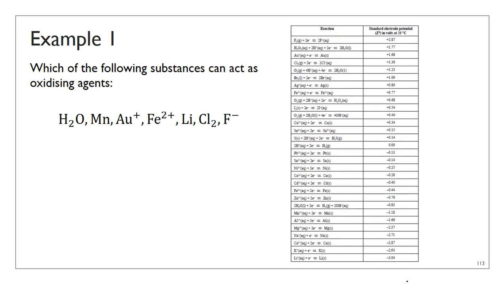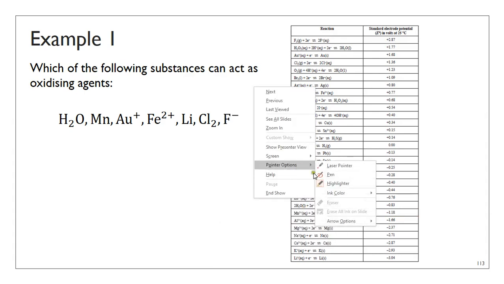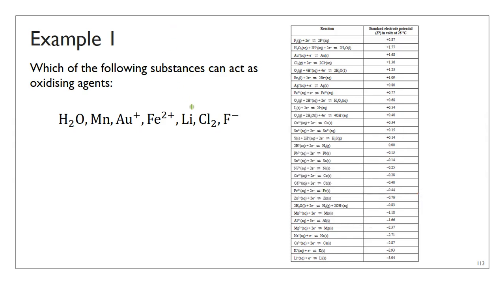Let's use that to answer example 1. Which of the following substances can act as oxidizing agents? So the main thing here is you need to be familiar with the electrochemical series, and it's going to take time for you to know where everything is, but you get better with practice, and it actually doesn't require a lot of practice to be very good at this. So if the question asks you which of the following can act as oxidizing agents, all you need to do is to see which of these species actually appear on the left side of the electrochemical series. If it appears on the left side, it can act as an oxidizing agent.